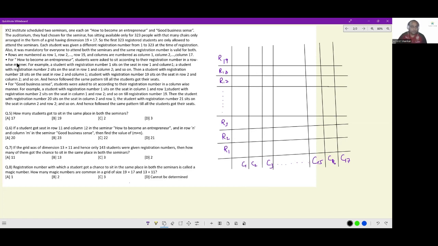For how to become an entrepreneur, the students are asked to sit according to the registration number in a row-wise manner. For example, a student with the registration number 1 sits in row 1, column 1. So row 1, column 1, 1 is sitting here. And a student with the registration number 2 sits in row 1, column 2. So people are seated this way: 1, 2, 3, and I can't go any further here, but it will be 15, 16, 17.